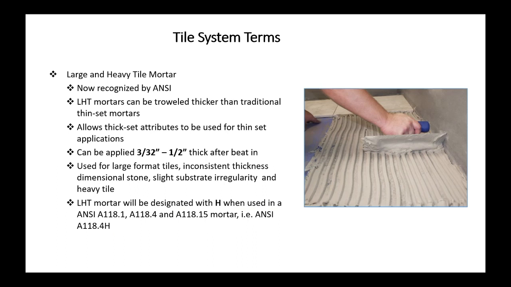LHT was designated with an H when it's used with ANSI 118.1, 118.4, and 118.15 mortars. So you would see it read something like ANSI 118.4H at the end of it. That means it has large and heavy tile characteristics.